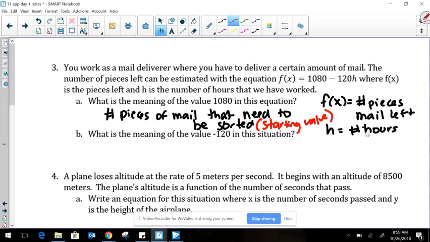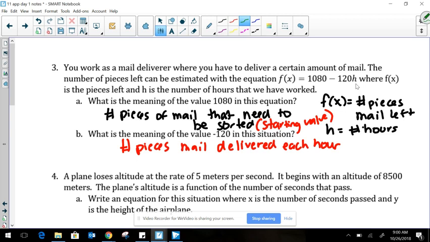H, we said, is number of hours. So this is something per hour. Since we are talking about sorting mail, delivering mail, the number in front of hours is the number of pieces of mail he delivers per hour. That's why they're being multiplied together. So this 120 is the number of pieces of mail delivered each hour.